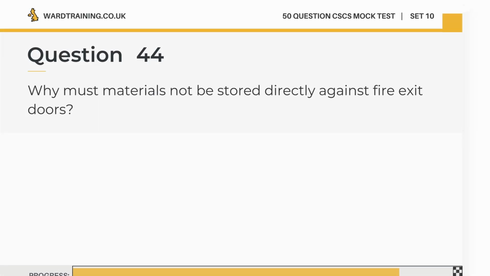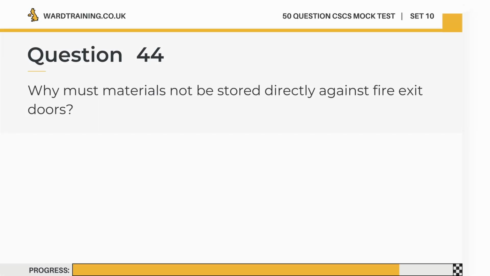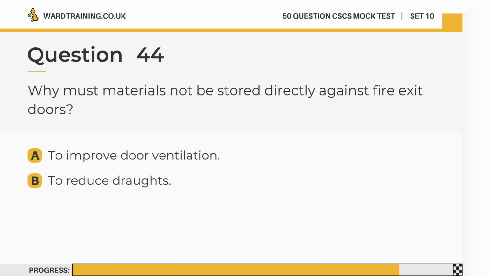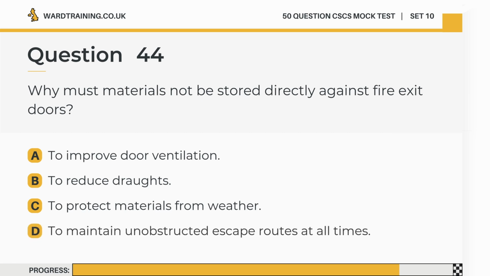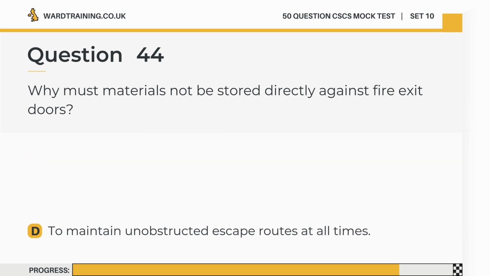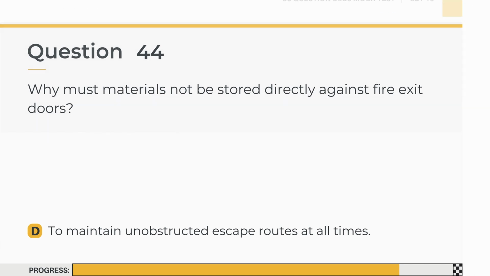Question 44. Why must materials not be stored directly against fire exit doors? A. To improve door ventilation. B. To reduce drafts. C. To protect materials from weather. D. To maintain unobstructed escape routes at all times. The correct answer is D. To maintain unobstructed escape routes at all times.